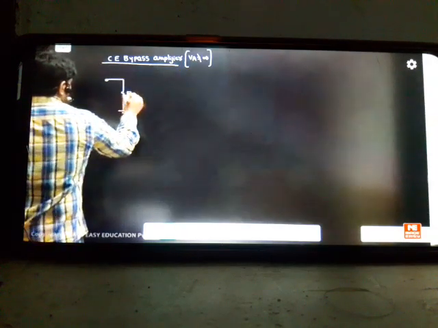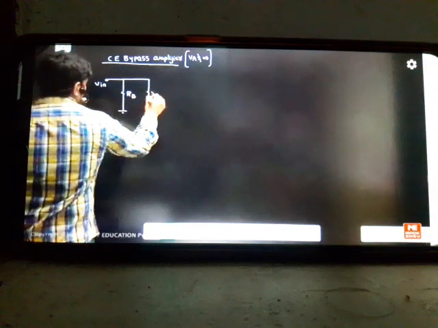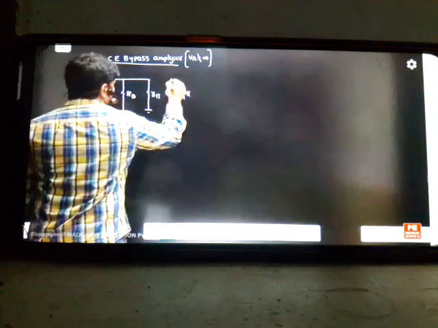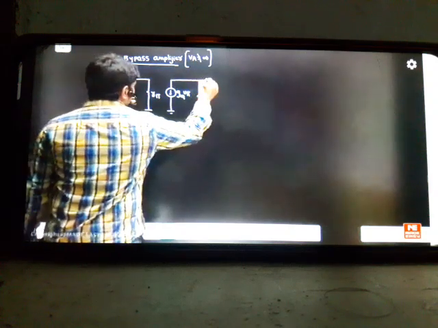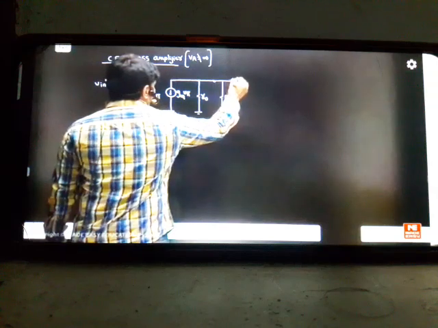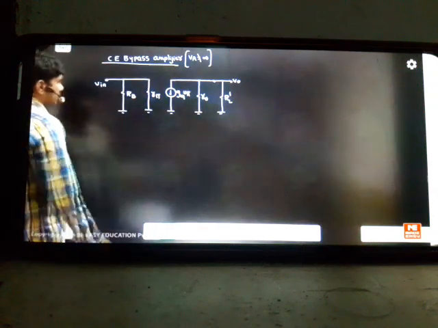This is RB, this is VIN. We have Rπ. We have a current source, gm into Vπ. Next we have one r0 to keep here, and we take the output across the load here, which is RL dash. The only thing is one extra r0 is there. So what is the difference? Yes, small differences are there.